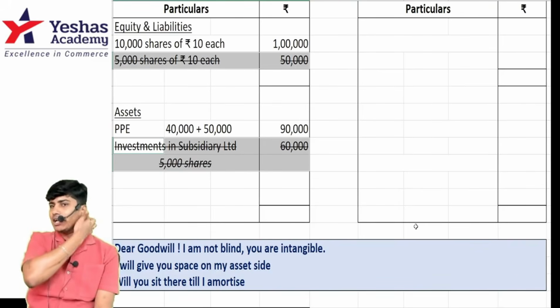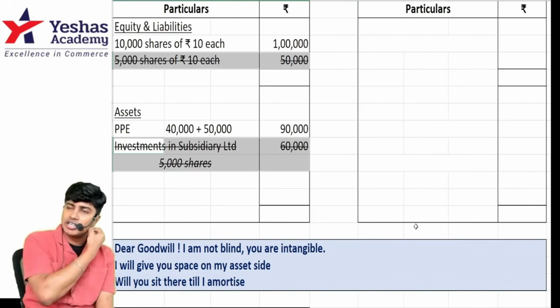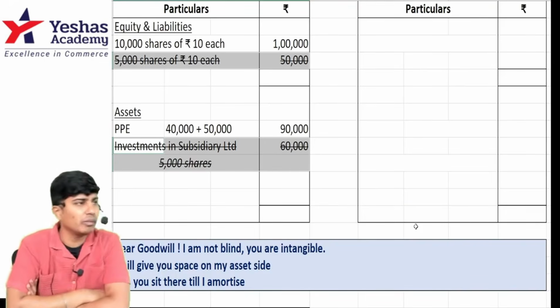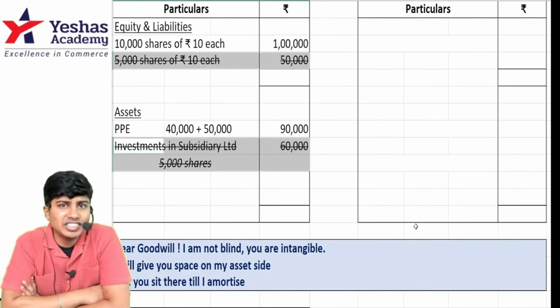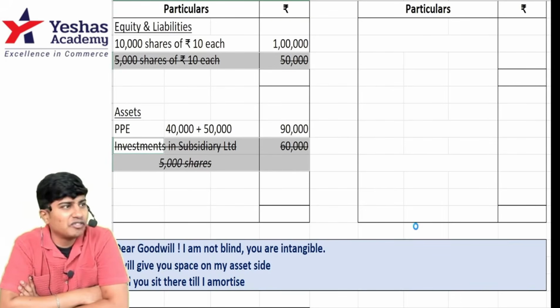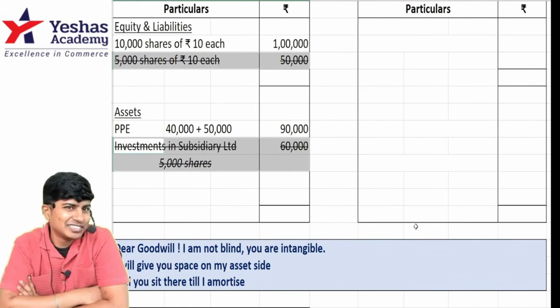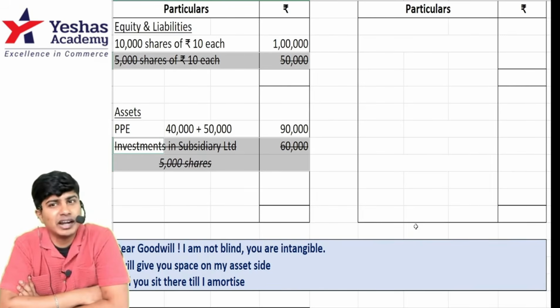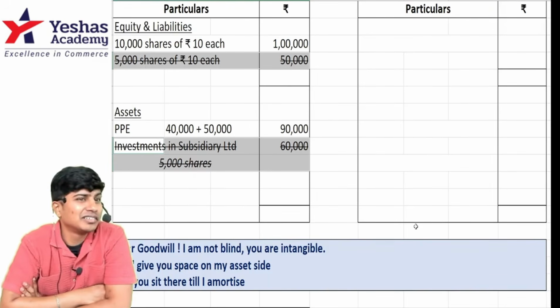Once I eliminate, the balance sheet should tally. Check the consolidated balance sheet: liability side total 1 lakh, asset side total 90. It's not tallying. 10,000 difference. Minority interest? Okay, it's a 100% subsidiary, so we can't have minority interest. Capital reserve?